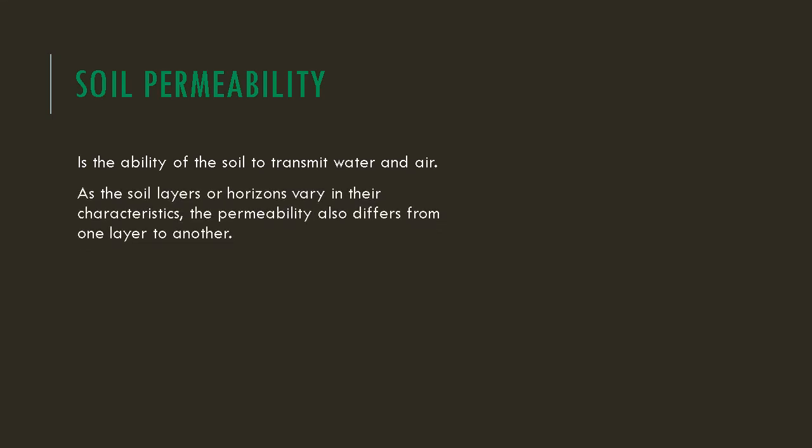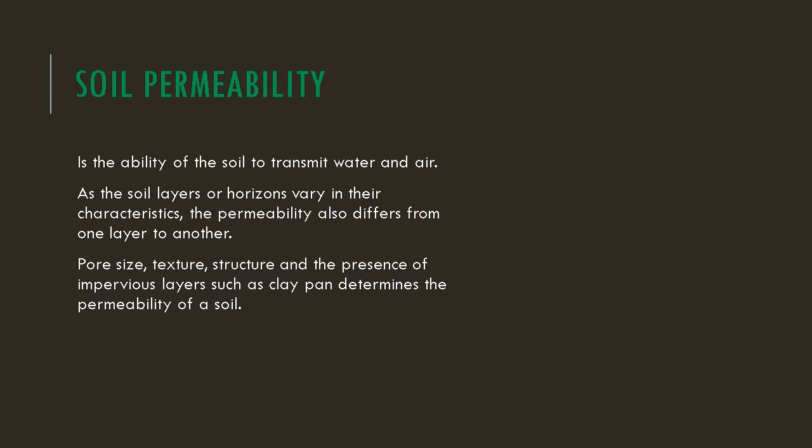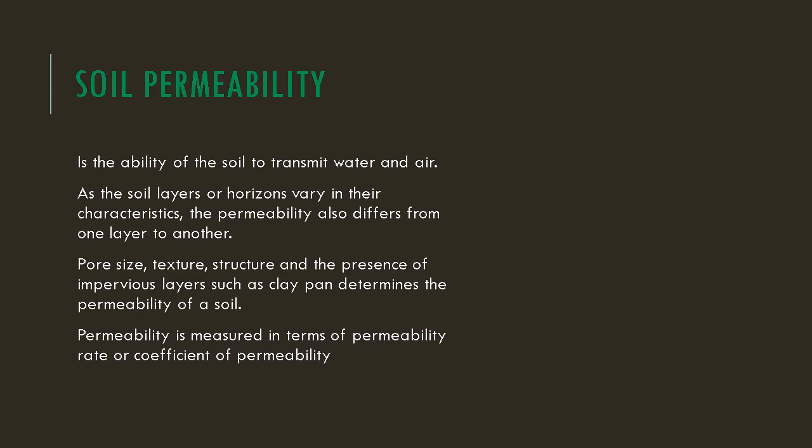Soil permeability is the other parameter, and it can be defined as the ability of the soil to transmit water and air. As the soil layers or horizons vary in their characteristics, you expect that the permeability will also be different from one layer to the other. And we can authoritatively say that pore size, texture, structure, and the presence of impervious layers such as clay pans determine the permeability of soil. When we are talking about clay pans, we are talking about hard pans that may form in the subsoil and prevent water seepage in that particular soil. Permeability, therefore, is measured in terms of permeability rate or coefficient of permeability.